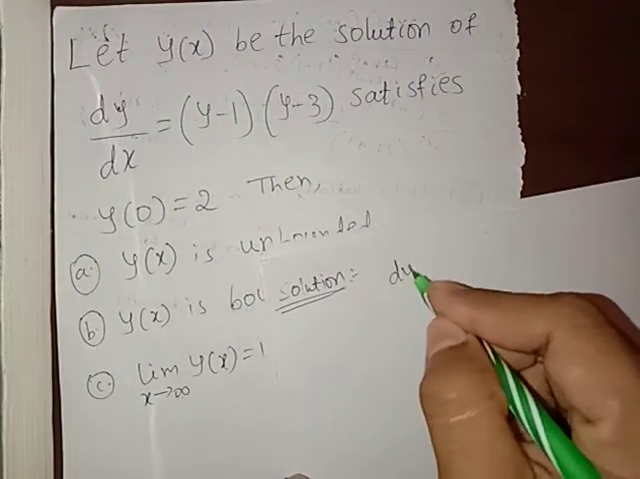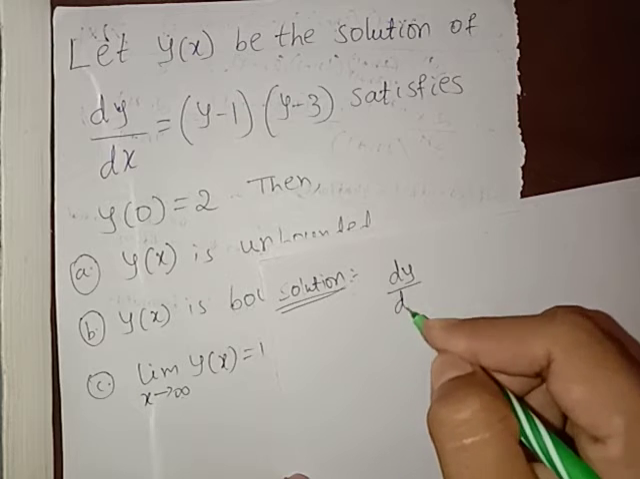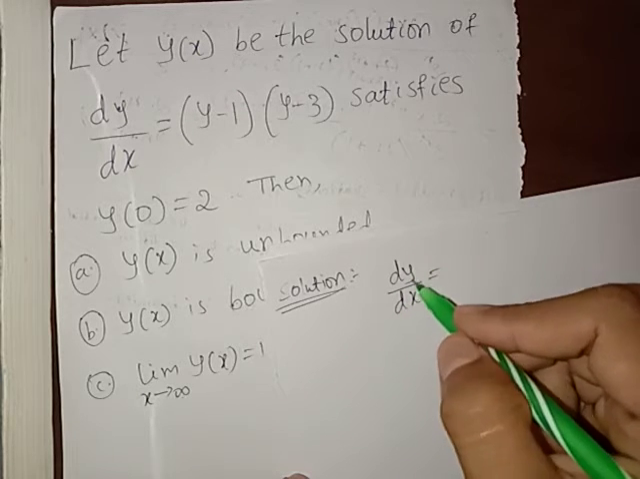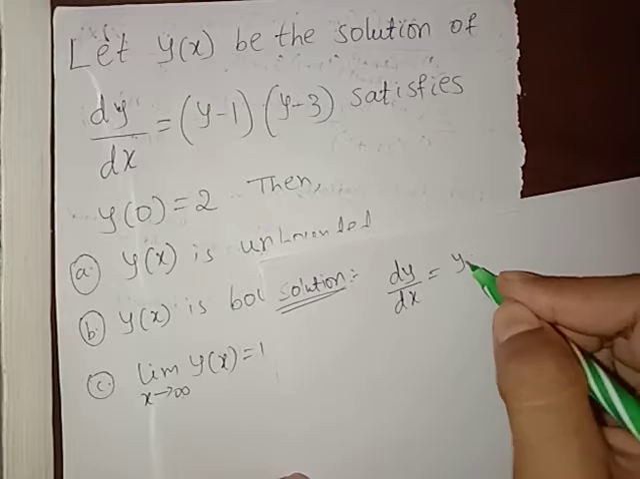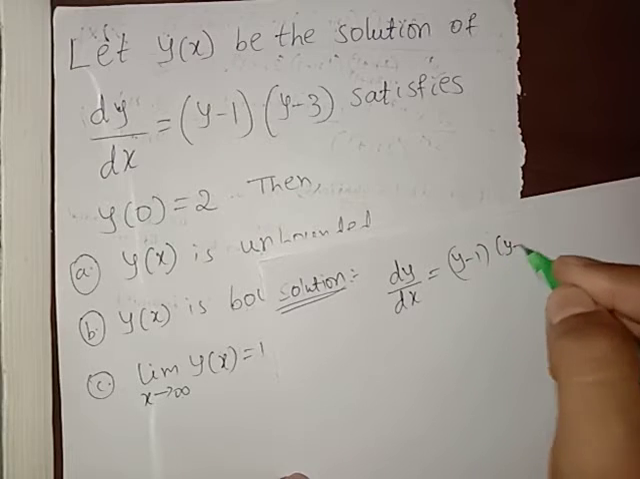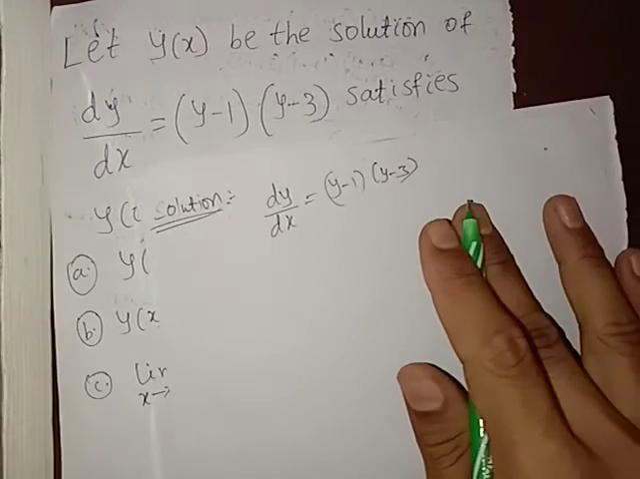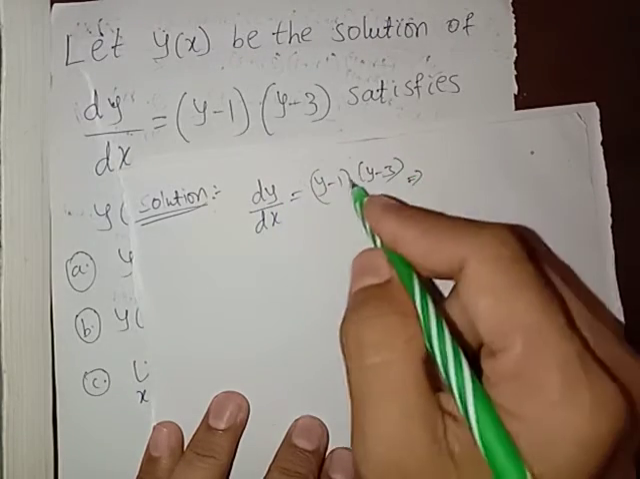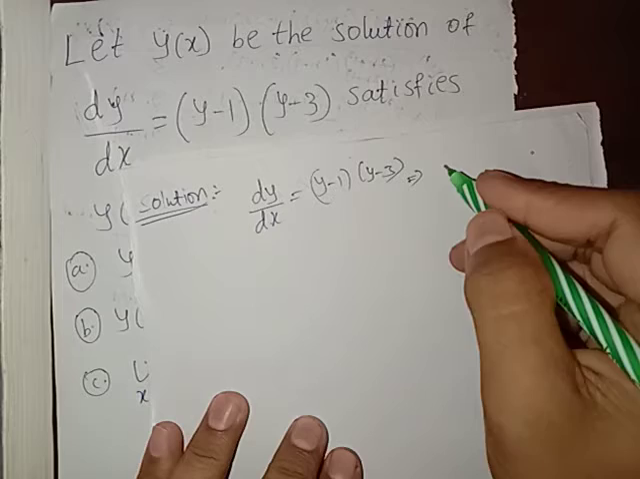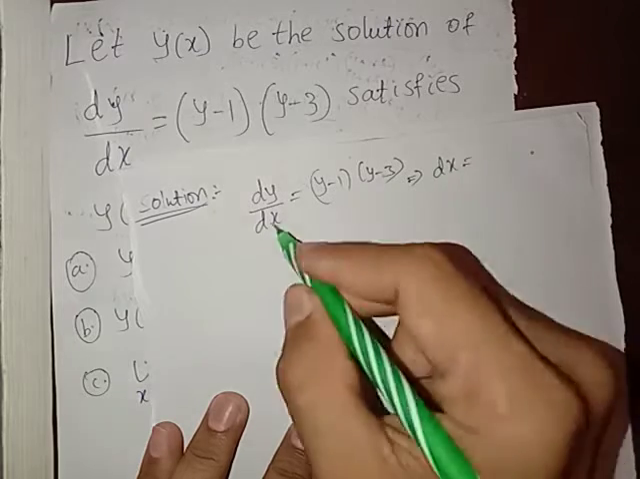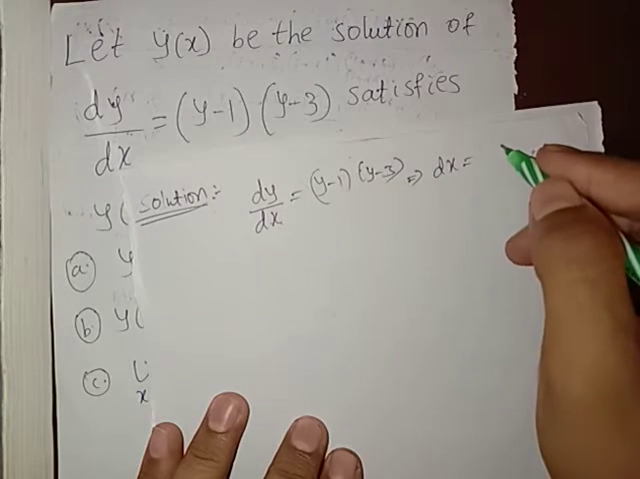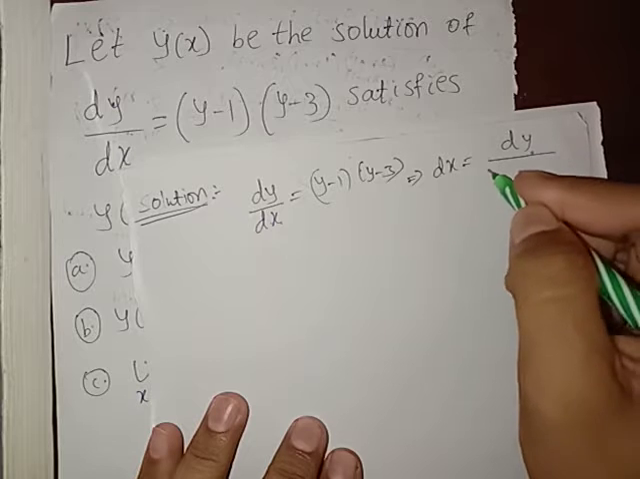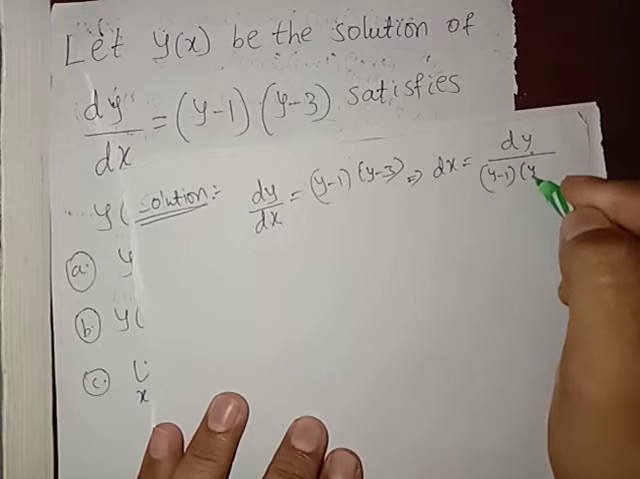They give that dy divided by dx, the differentiation of y with respect to x, is y minus 1 into y minus 3. Now we can take this term to here and this term to here, then we get dx is equal to dy divided by y minus 1 into y minus 3.